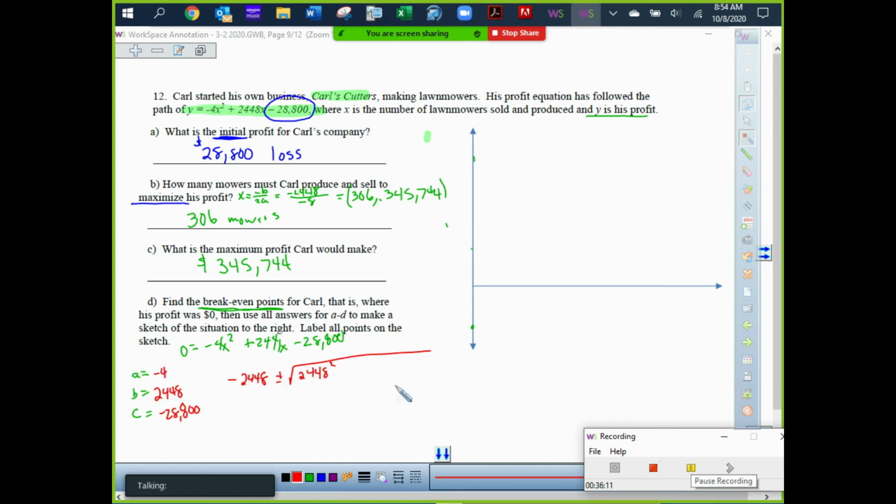Isn't it like 5,909,000? So don't even write that long number. Just put 2448 squared minus 4 times A times C all over 2 times A. You with me on that? Then I'm going to go find the discriminant. We will write that down.